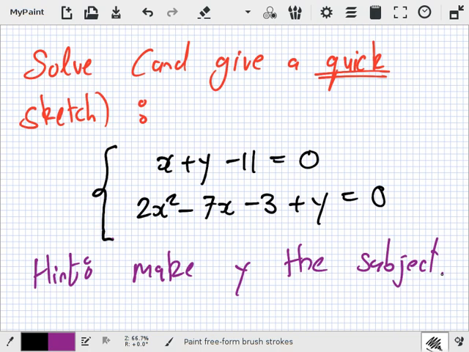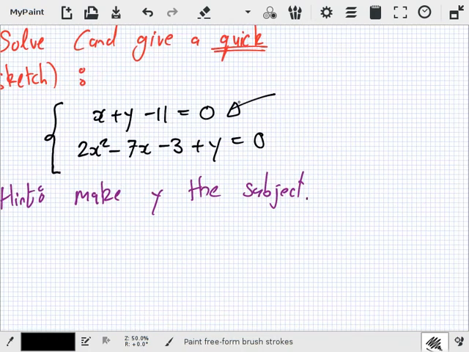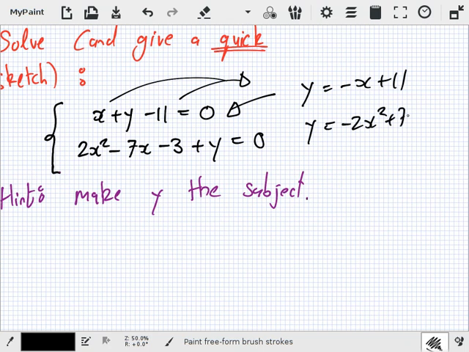Right, I'm sure some people are finished now, so let's have a look at this one. So if I rearrange this, I get y equals minus x plus 11, yeah? Where I take the other 2 over to the right. And if I rearrange this, I get y equals minus 2x squared plus 7x plus 3. And I can make them equal. Minus x plus 11 equals minus 2x squared plus 7x plus 3.